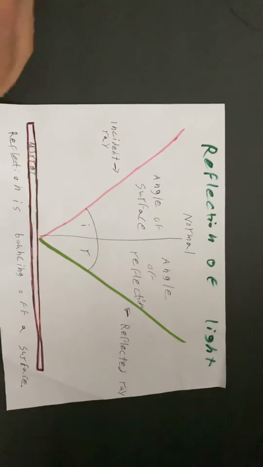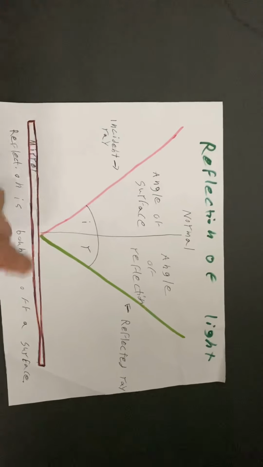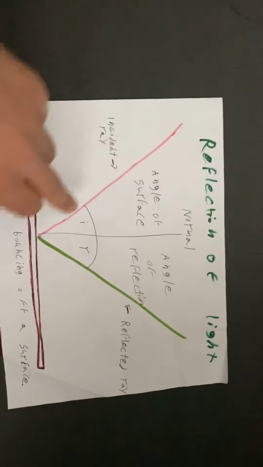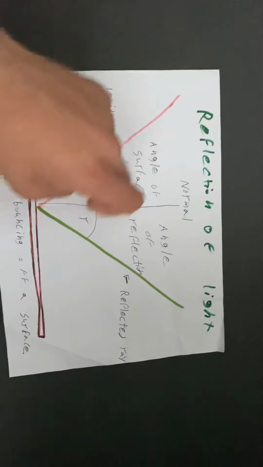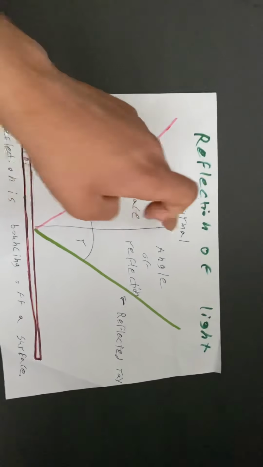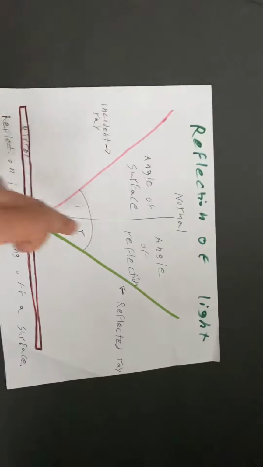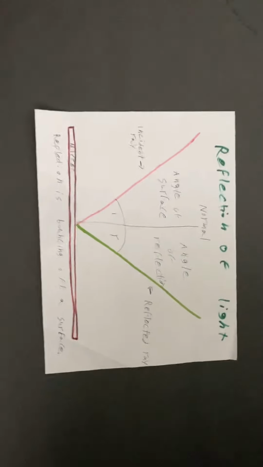So this is going to be a mirror, and this is the incident ray, and this is the reflected ray. And this is the angle of the reflection over here, and this is the angle of the surface, and this is the normal of the surface. So we're going to be explaining what it means.